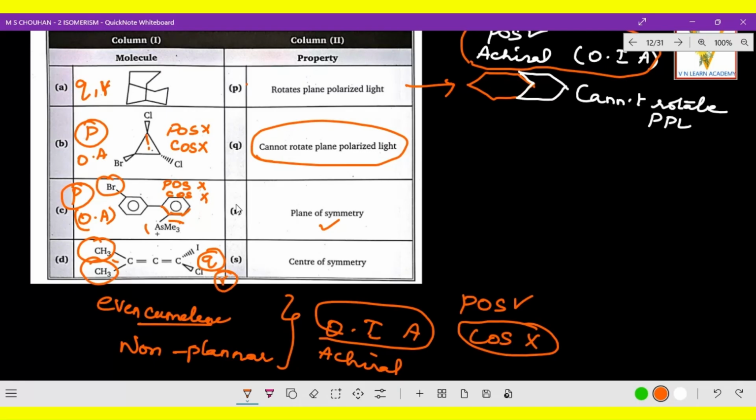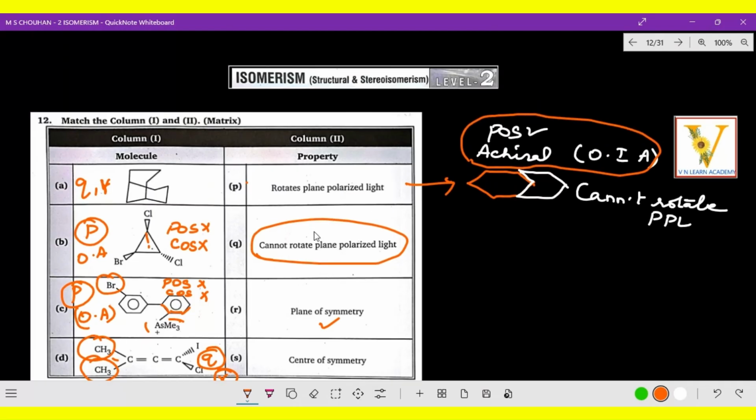I hope you got the clarity. How do we identify all these points? If you know the concept, you are able to identify the answer correctly. Yes, come on, let's go to the next question.